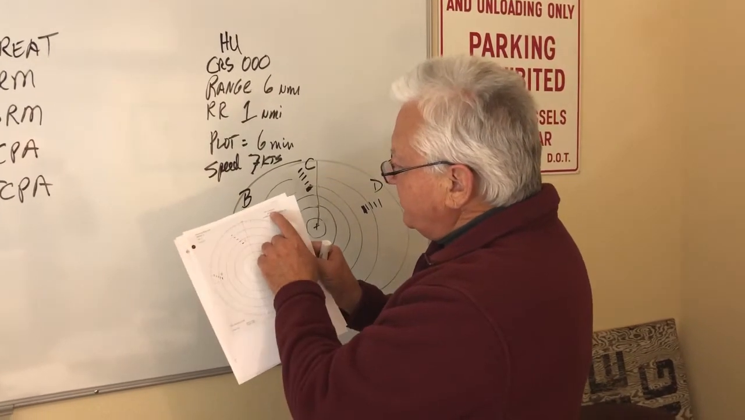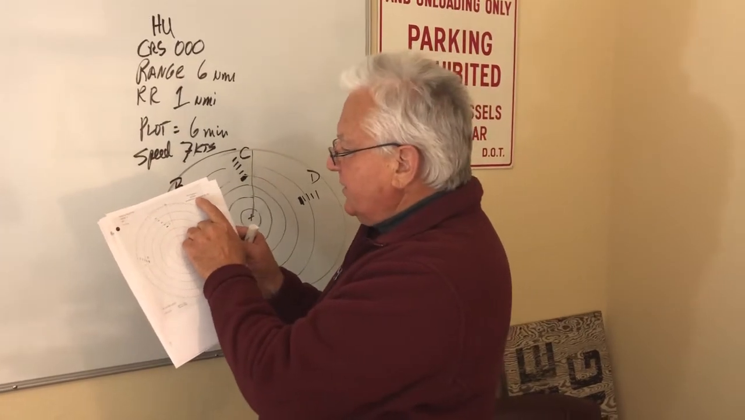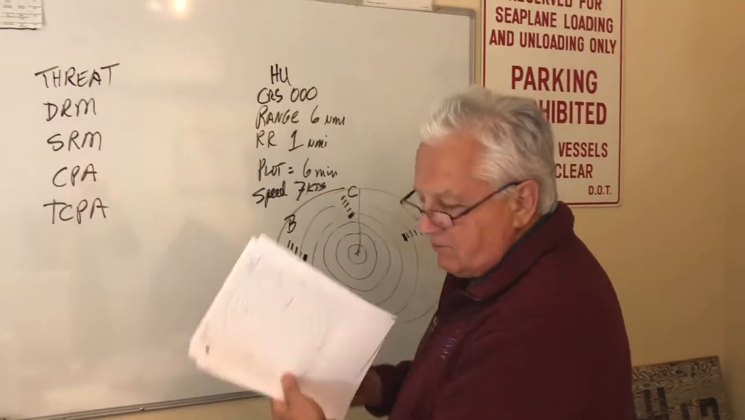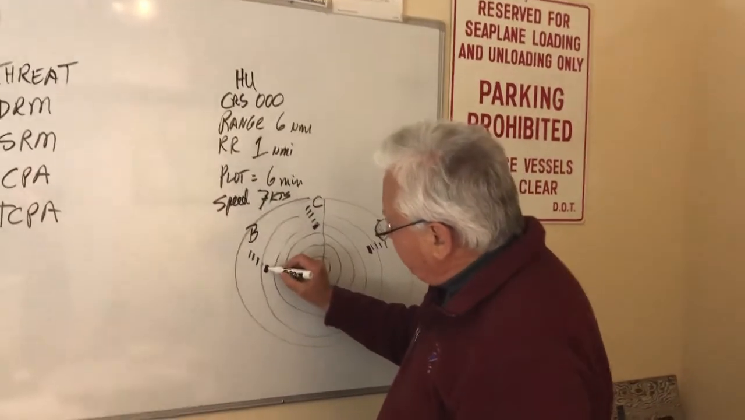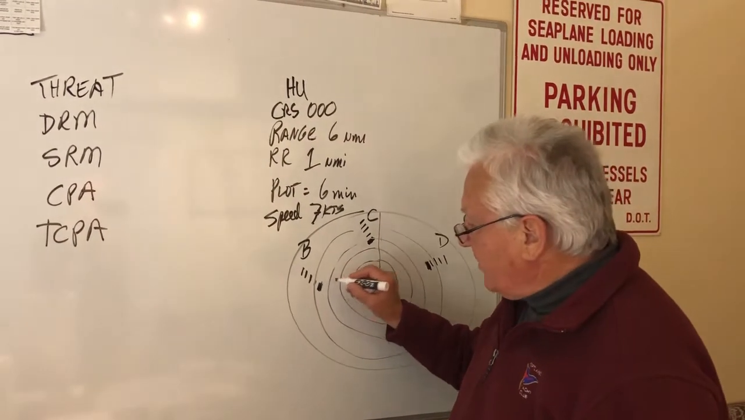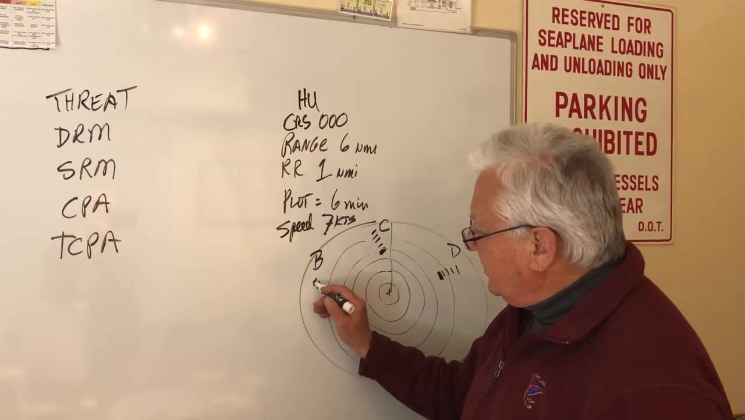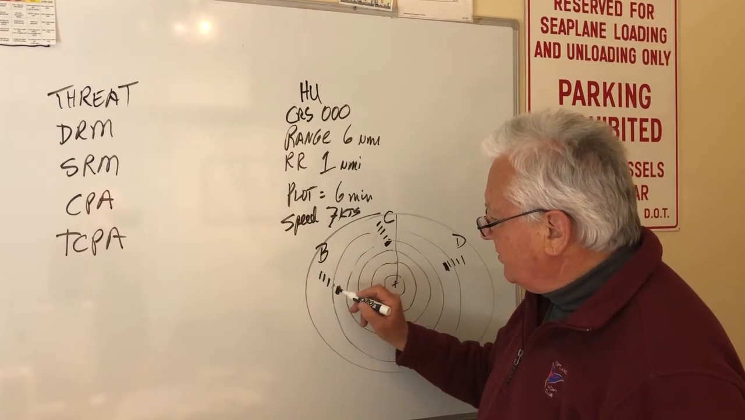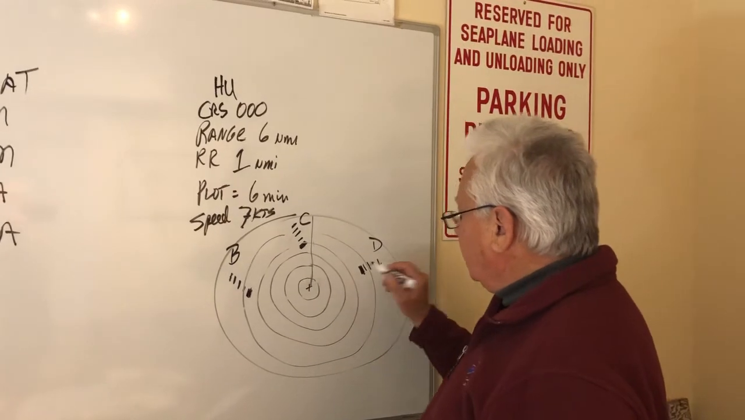The other thing we need to know is that we have a plot clock that's 6 minutes. These dots are marked every 90 seconds. What we mean by the plot clock of 6 minutes is that this point, the heavier blip on the radar screen, is time now, and 6 minutes ago, target B was up here. So in 6 minutes, target B has gone from here to here. Target C from here to here, and target D from here to here.